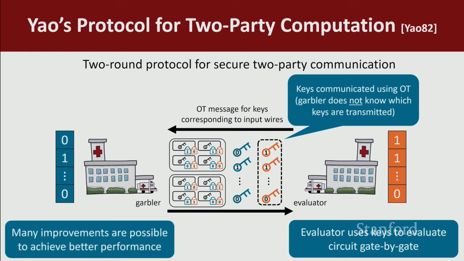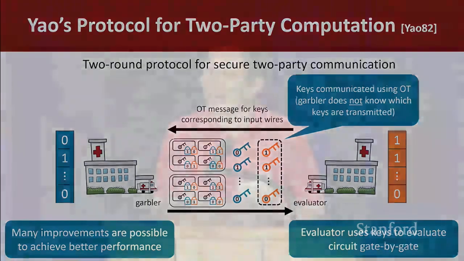This is a very basic description of Yao's protocol. In the ensuing 35 years since the introduction of Yao's protocol, many improvements have been proposed. And today, this is actually a highly efficient protocol that enables many different kinds of secure computation. So the protocol is extremely efficient. The main bottleneck today is in terms of the communication.